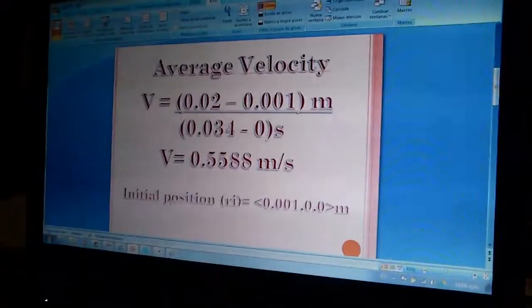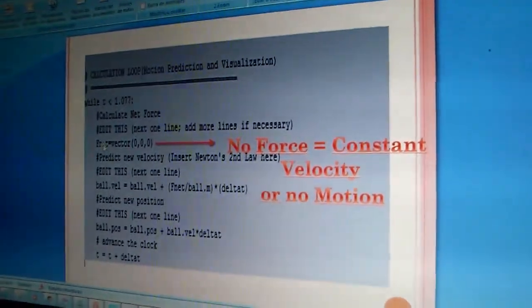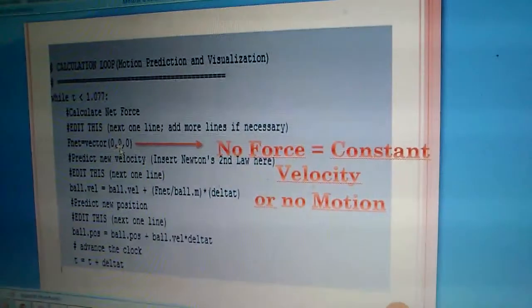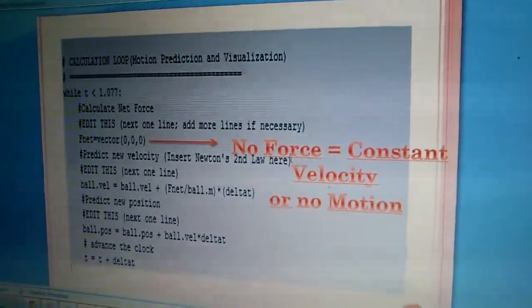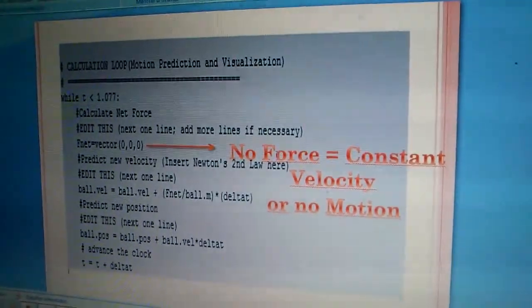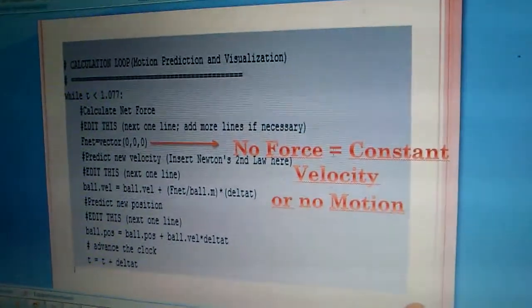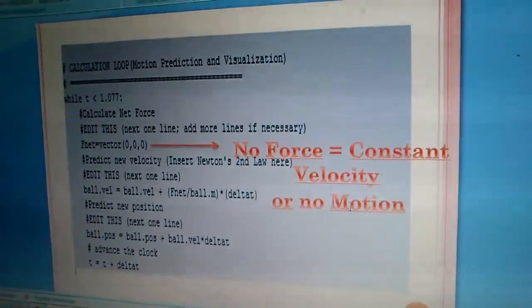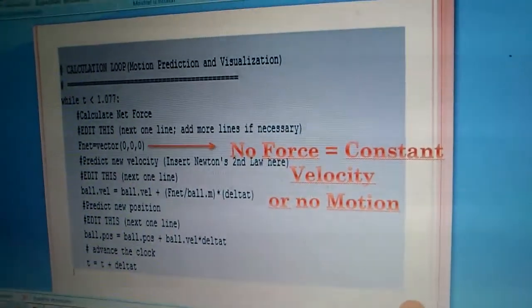We're going to move on to the slide to show this. So this is what I'm doing. I'm setting the net force to the vector 0, 0, 0. This says that there's no force exerted by any surroundings. So this will be equal to constant velocity motion, or no motion if the train were at rest.